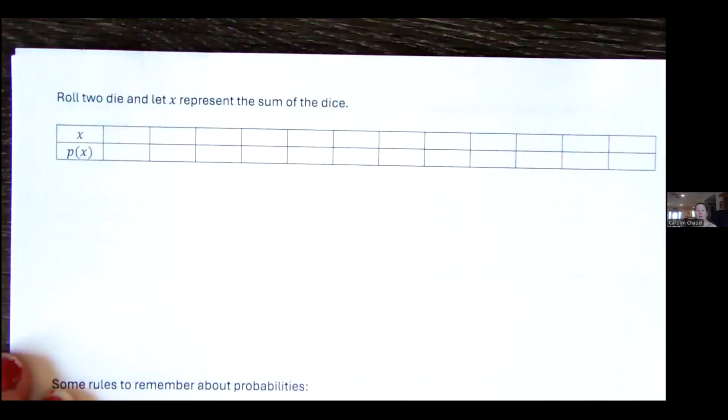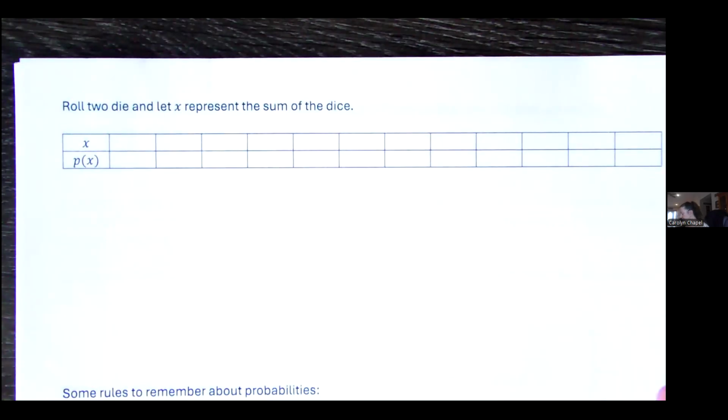All right, we're going to do another one. We're going to roll 2 dice and let X be the sum. So we're rolling our 2 dice, like playing a lot of board games. You roll 2 dice and you add them together. To do this, I'm first going to write my sample space.